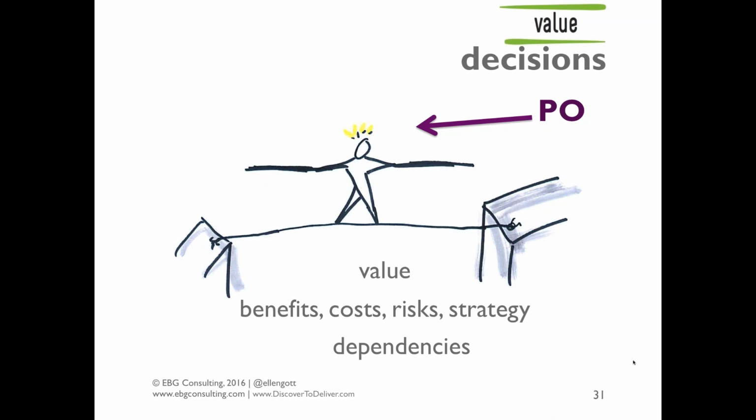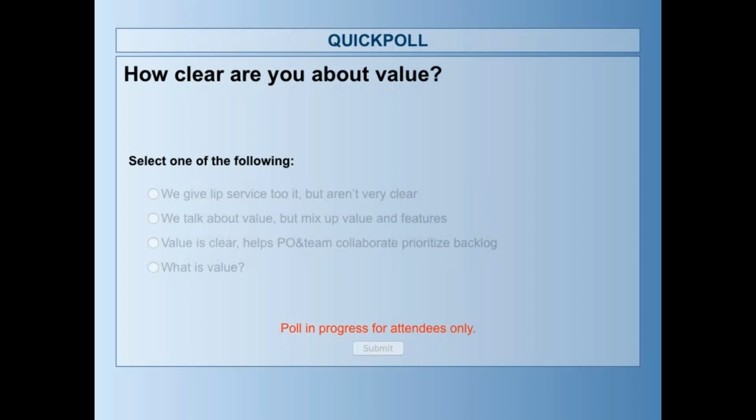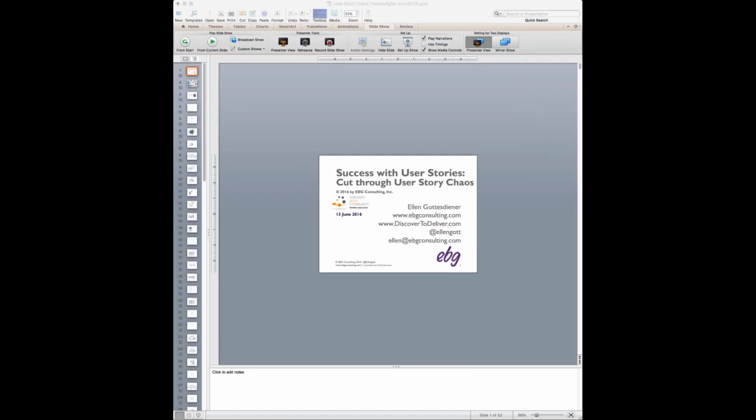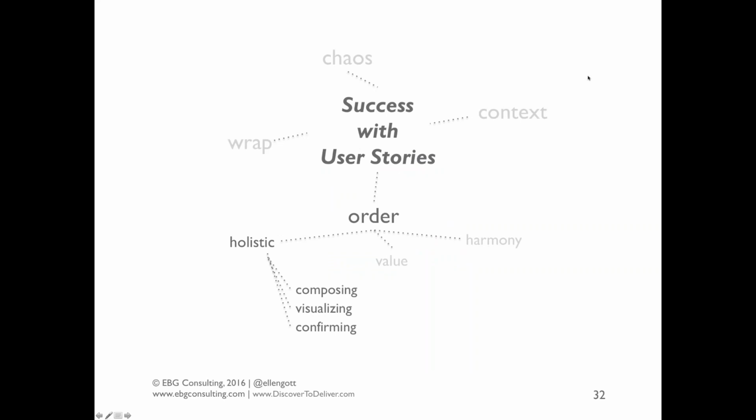Can you see my screen, Ardita? Not yet. While you share your screen with us, I was going to finish the poll results. The second place is 17%: that value is clear, helps product owner and team collaborate. Third place is 14%: we give lip service to it, but we aren't very clear. And 6% chose: what is value.